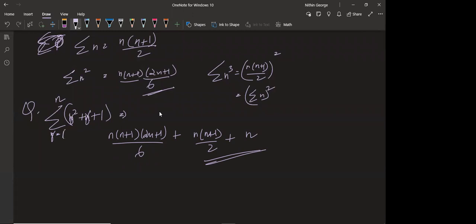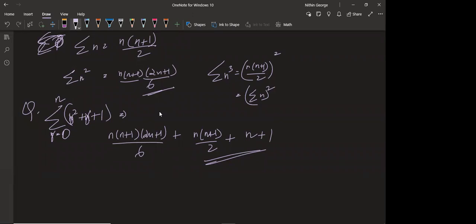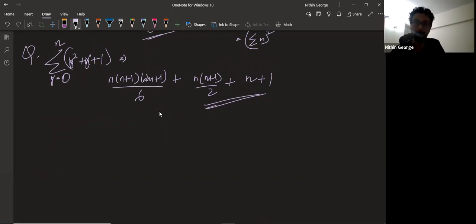Okay. If it was 0 to n, will there be any change? So you just have to add 1. Correct. Any doubts there? Because the first term, when I put r equal to 0, will be 0 plus 0 plus 1. Just add that into it. Okay.